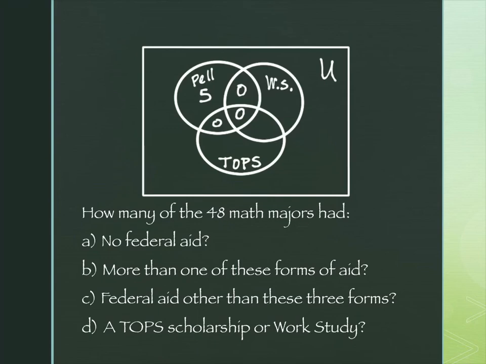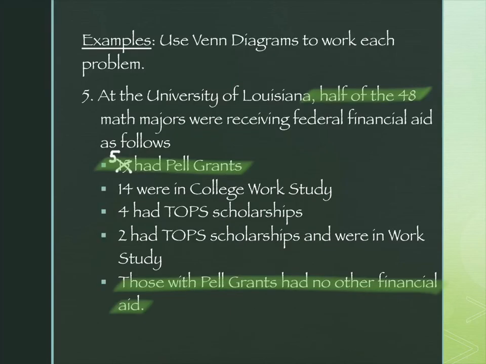We can actually continue this problem from here, but there's another place that we could have started as well. Over here at the very beginning, it told us that half of the 48 majors were receiving federal financial aid, right? So if half are receiving federal financial aid, then that means that half are not, right? Half of them are not.